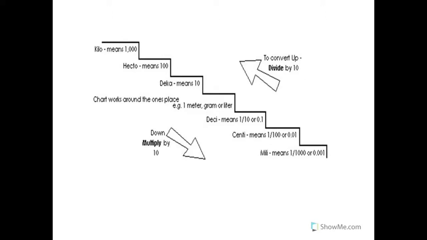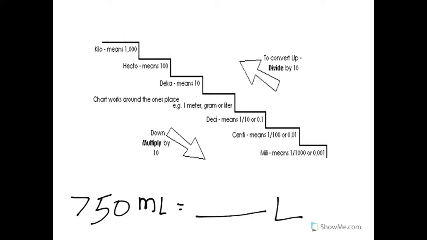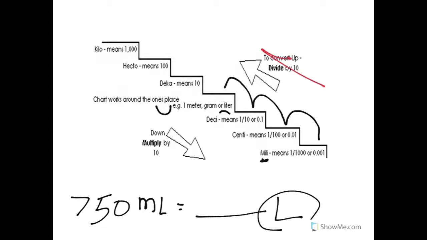What if we wanted to go the other way? Let's say I said I have 750 milliliters, and I want to know what that would be in liters. Well, I'm starting out with milliliters, so I'm actually starting on the bottom step, and liter would be under the unit, so the U. So I'm going to go 1, 2, 3 steps once again, but in this case, I'm going to the left. I'm going to the left.